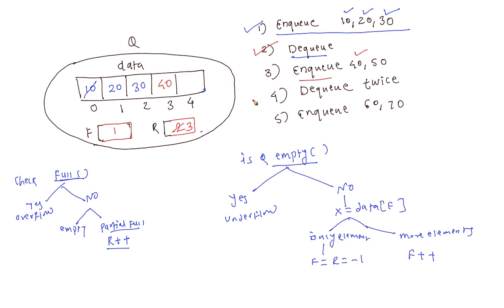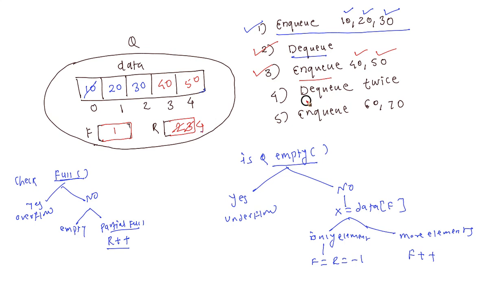Then NQ 50. Is Q full? No. Is it empty? No. It's partially full. So increment R by 1. R becomes 4. And insert 50 on location 4 in the data array. So done. So the NQ operations are over.